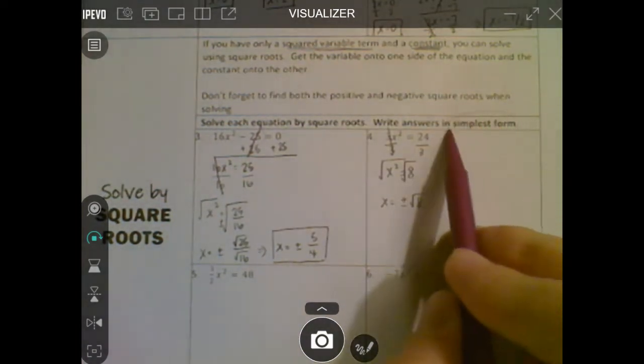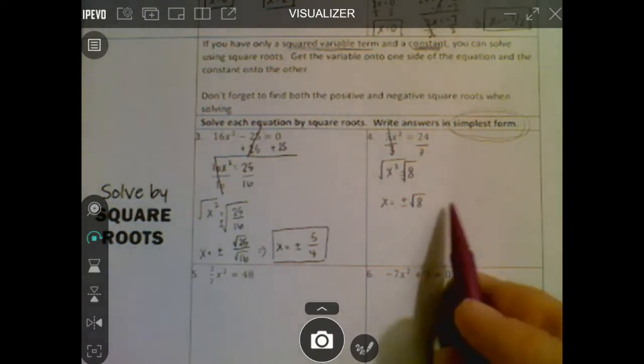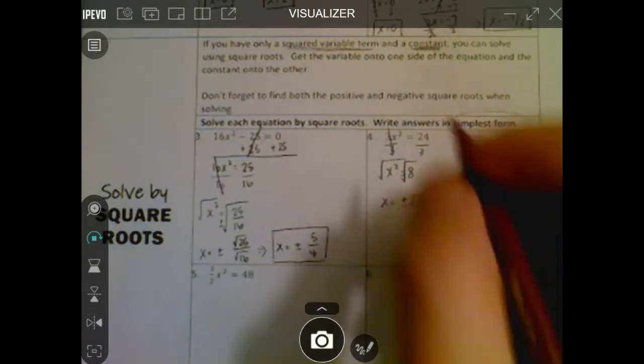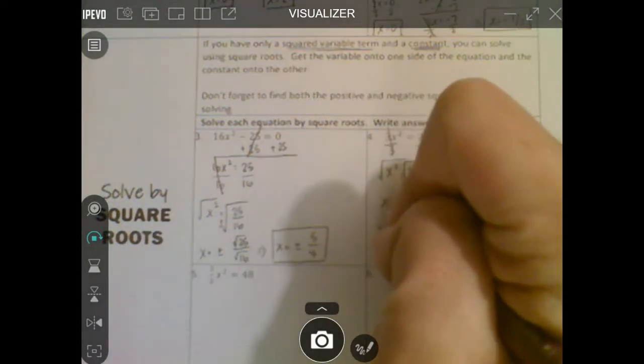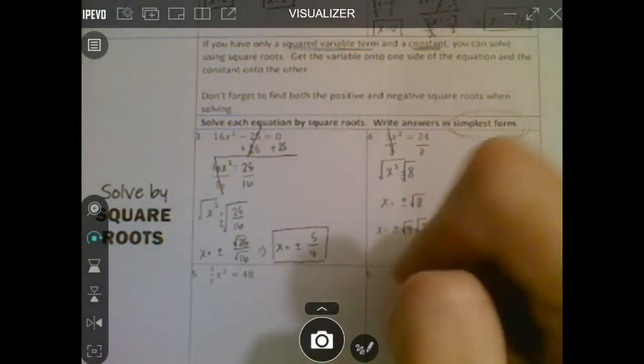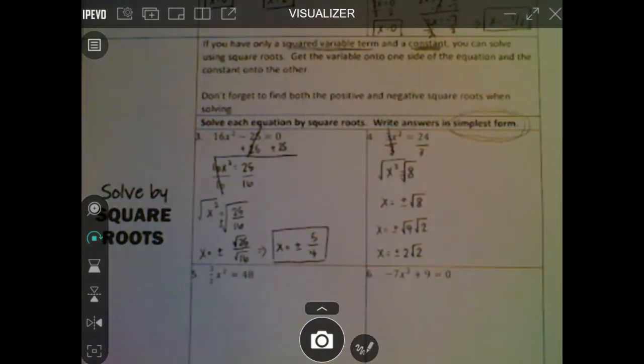But for these, we always want to make sure that our answers are in simplest form, meaning simplest radical form. So for this one, I can actually take the square root of 8 and break it down into smaller pieces. If I use the perfect square method, I know that there's a perfect factor of 4 that goes in. So I end up with plus or minus the square root of 4 times the square root of 2. And I can take that square root of 4. So my simplest radical form ends up being 2 root 2.